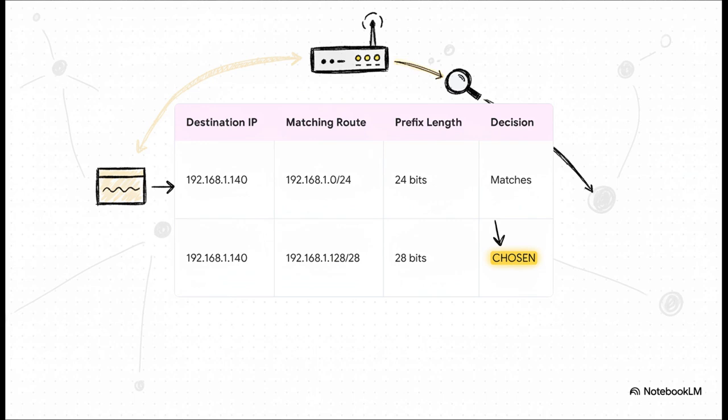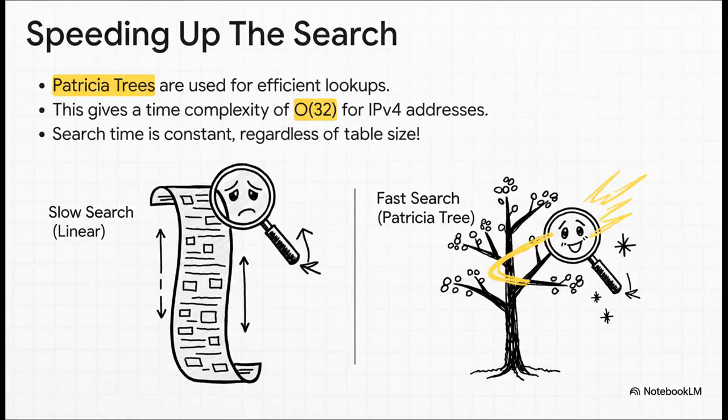But then it sees the second route, 192.168.1.128/28. That /28 represents a much smaller, more specific network with room for only 14 devices. Our destination also fits perfectly in this little group. So which one does it choose? Well, 28 is a longer number than 24, so the longest prefix match will kick in. The router sends the packet down the more specific /28 path. It's just more precise.